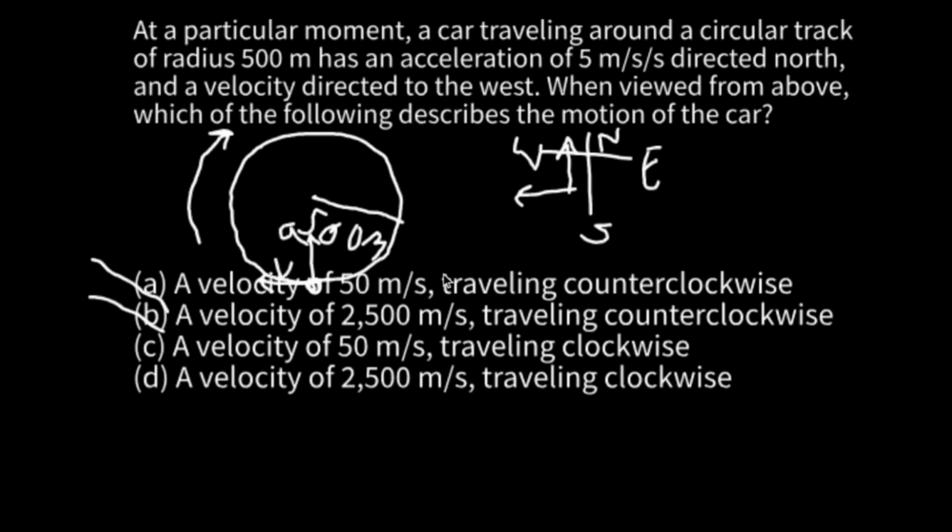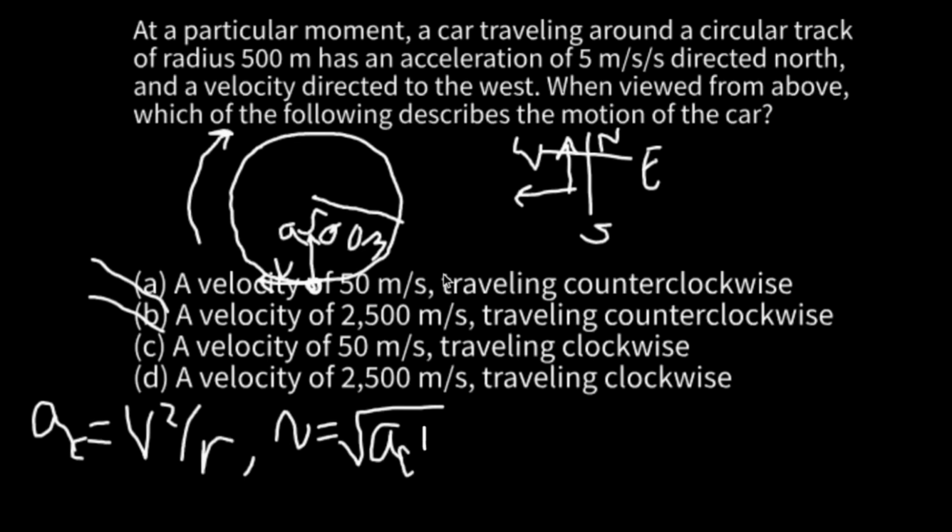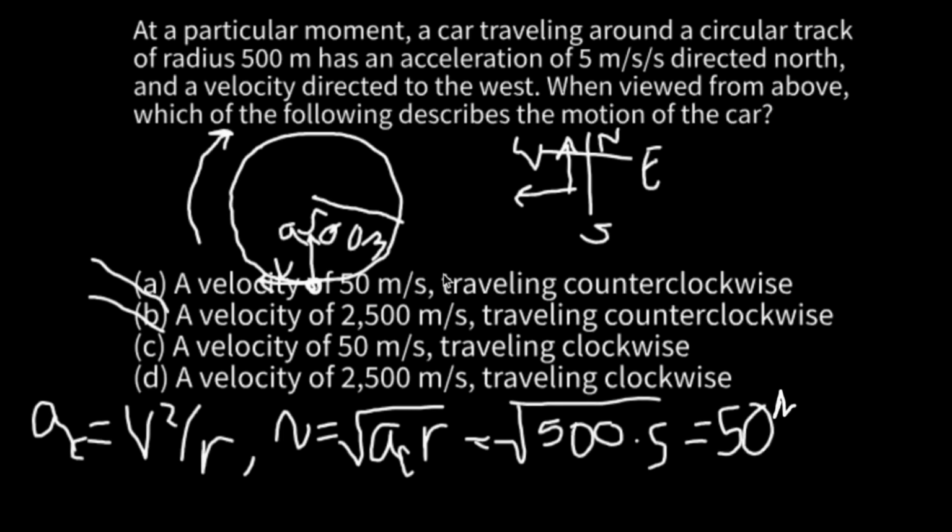Now we need to figure out its velocity. We know our equation for centripetal acceleration is a sub c equals v squared divided by r, and then we can solve for v to get the square root of centripetal acceleration times radius, which will equal the square root of 500 times 5, which equals 50 meters per second, leaving us with option C as our correct answer. So hopefully you got that.